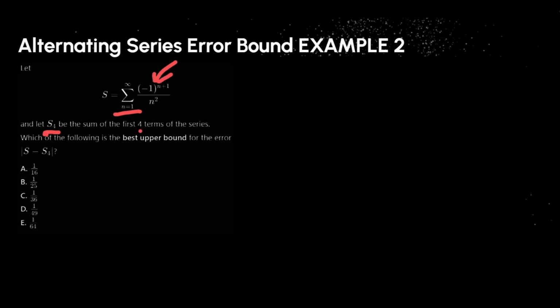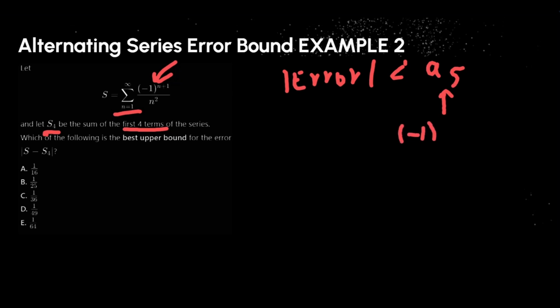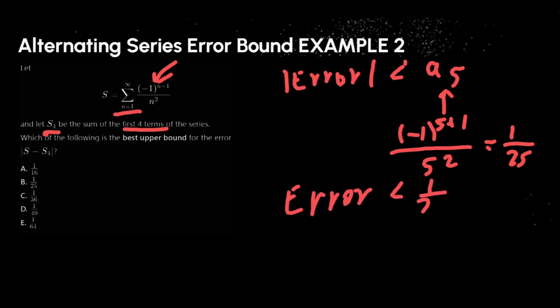Because S4 is the sum of the first four terms, we have to look at the fifth term, right? So the absolute value of the error is less than or equal to a5. Now we have to calculate a5, and you just plug in n equals 5. So it's minus 1 to the 5 plus 1 over 5 squared, which is 1 over 25. That means that the upper bound of the error, which means the max value the error can attain, is 1 over 25.